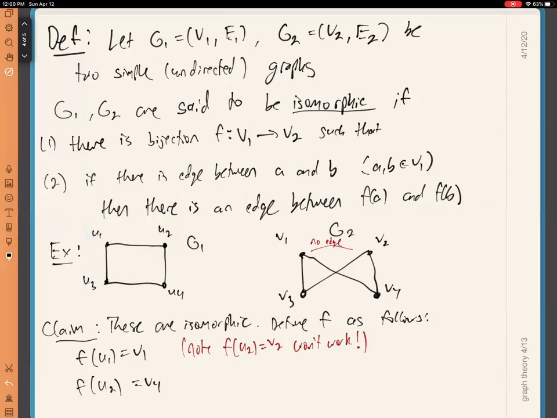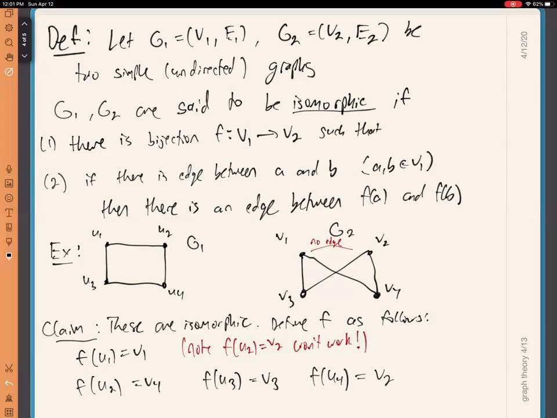Now let me move on to f of u3. Notice that u3 is connected to u1 by an edge. So whatever I choose for f of u3, it better be connected to v1 by an edge. For example, we can say f of u3 is equal to v3. And then finally, we have to define the function on u4. There's only one choice left, so we have to say f of u4 is equal to v2.